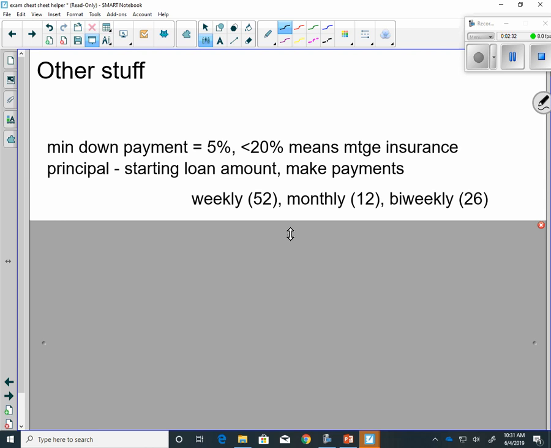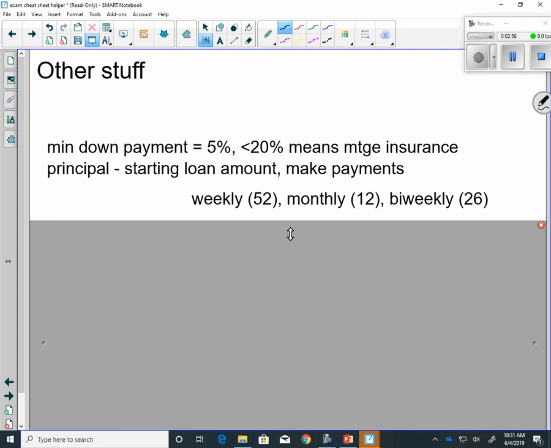You make payments, could be weekly, could be monthly, could be bi-weekly. Bi-weekly is actually mathematically the best way to do it because you get 26 payments in a year. Monthly is not the best, but it's kind of the way we calculate. In your own life, I highly recommend bi-weekly.